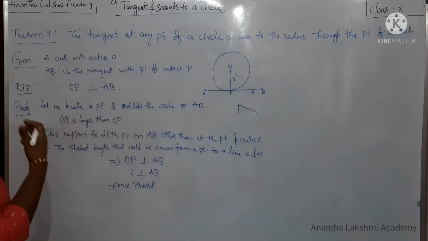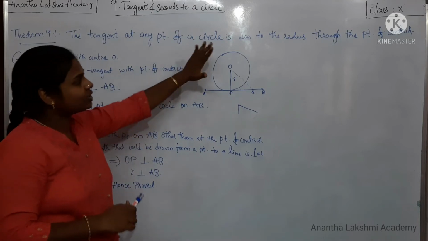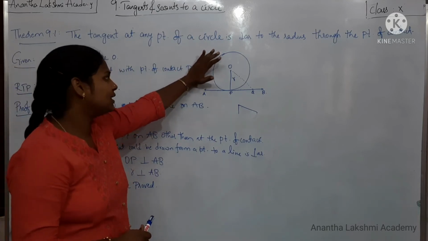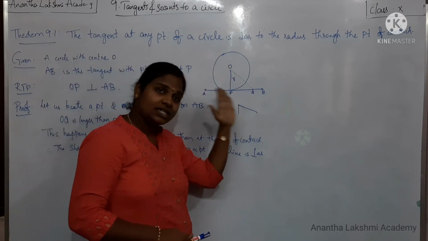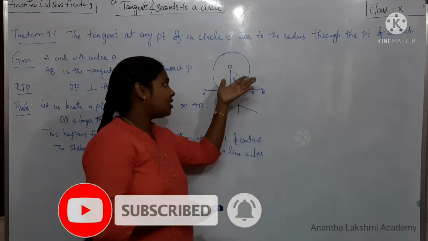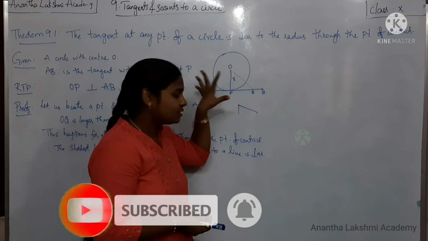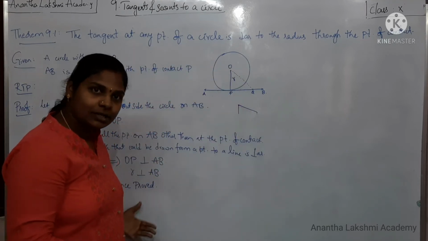Alright, that is about theorem 9.1. What did we do? Whatever is given, we just drew it in the form of a diagram, and then we tried figuring out the other lengths from other points, and we figured that all those lengths are longer than this one. So the shortest distance is nothing but the perpendicular, hence the radius is perpendicular to the tangent.